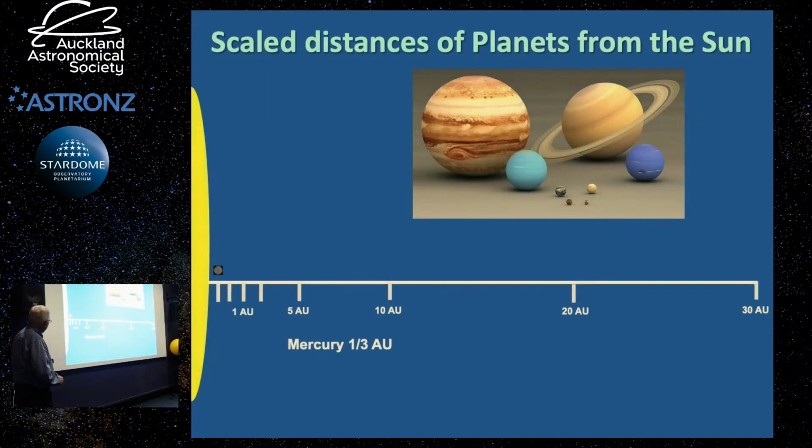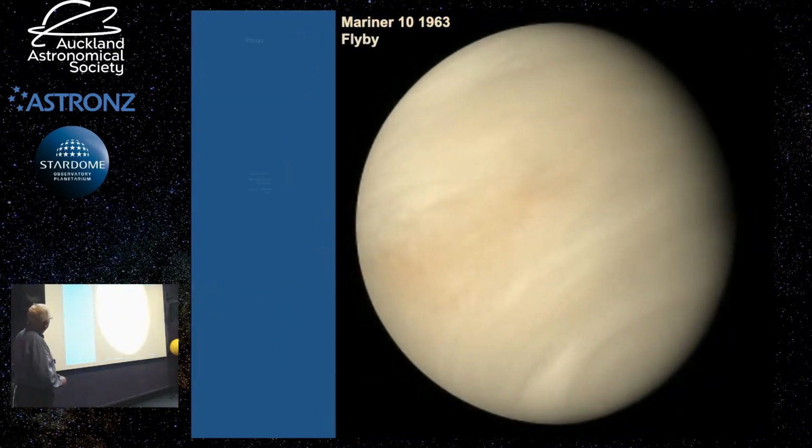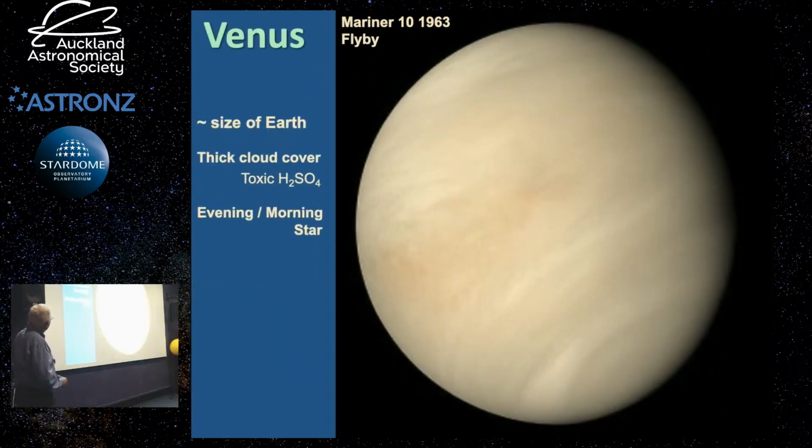So let's put Mercury back there. The next planet, Venus, 2/3 of an AU. In other words, about 100 million kilometres from the sun. So let's have a look at Venus. This is an image of Venus taken from the Mariner 10 flyby in 1963.